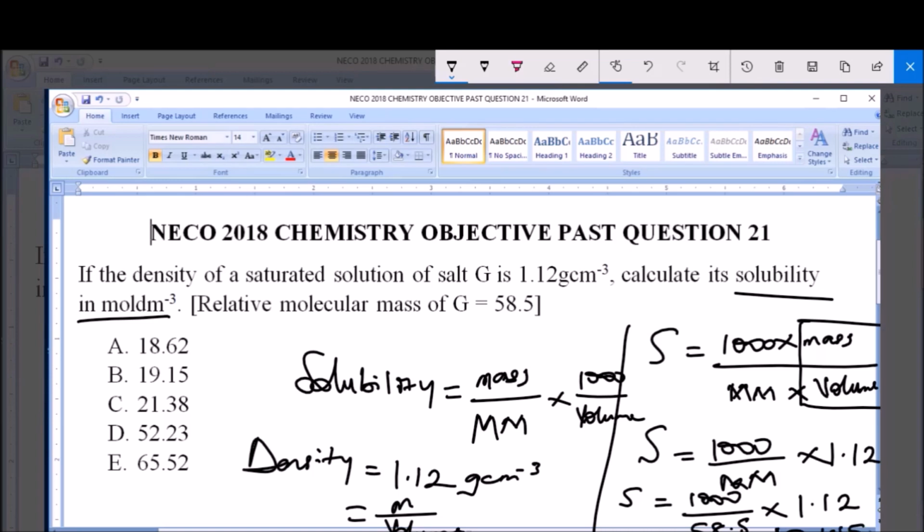19.145, which is approximately 19.15. So this is the solubility of this saturated solution of salt G in mole per dm cube. So the answer is approximately 19.15, and that is option B. So this is the solubility of this saturated salt.